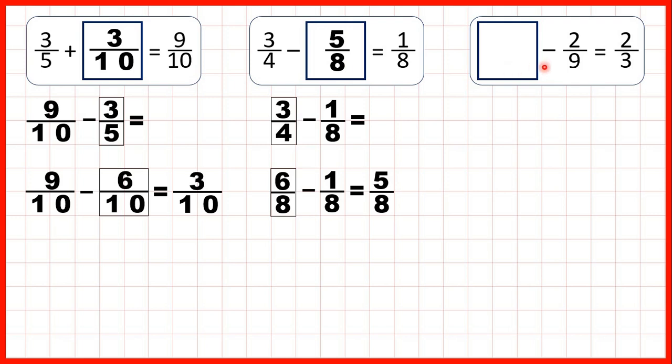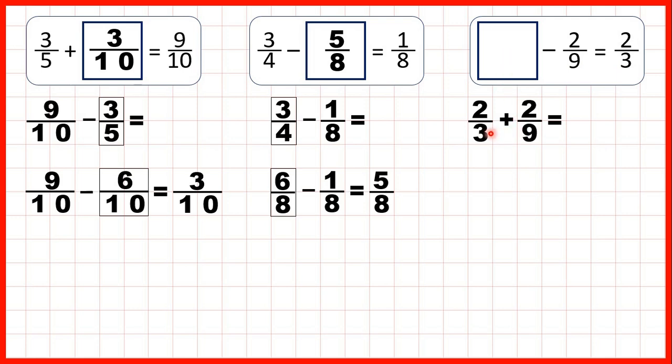Now, something minus 2/9 equals 2/3. So here, it's the first number in the subtraction problem that's missing, so we have a missing minuend. And here, we need to use addition to find our missing number, because remember, subtraction problems can be read backwards as addition problems. So if we work out 2/3 plus 2/9, that will give us our missing number.